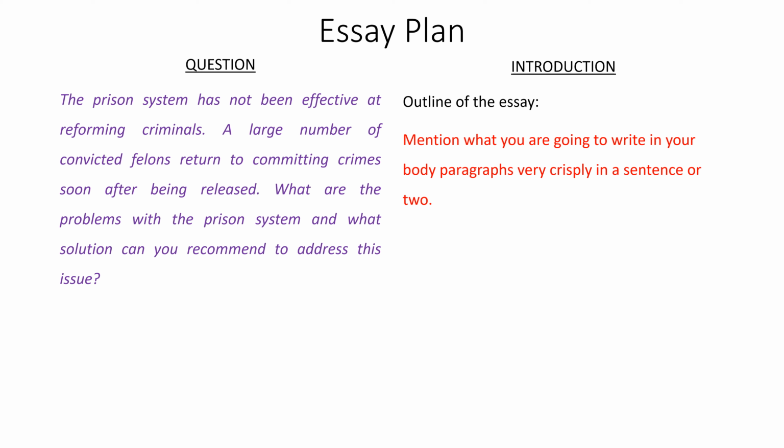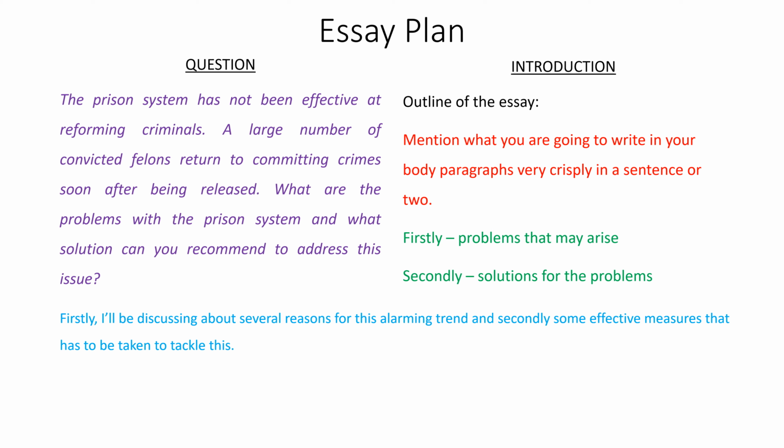Here, you will have to give an overview of what you are going to write in the essay. Since this is a problem and solution type essay, as mentioned earlier, I'll be highlighting the problems first and the solution next. So, in the outline, I'll be mentioning firstly about the problems and then secondly about the solutions for the same. My outline sentence goes like this. Firstly, I'll be discussing several reasons for this alarming trend, and secondly, some effective measures that have to be taken to tackle this.